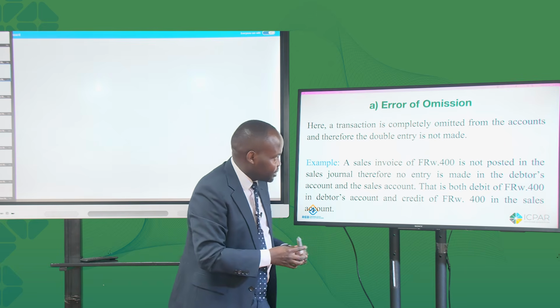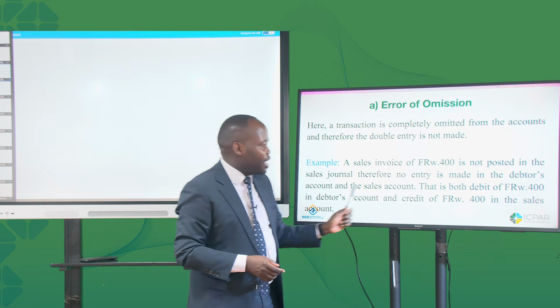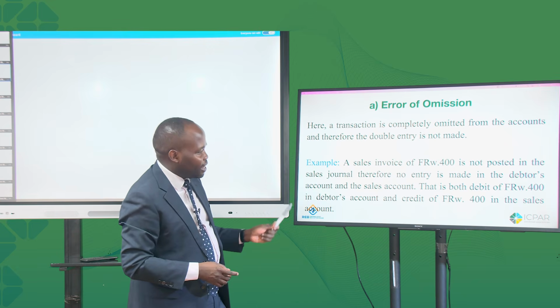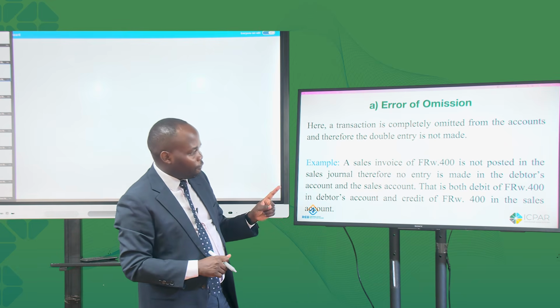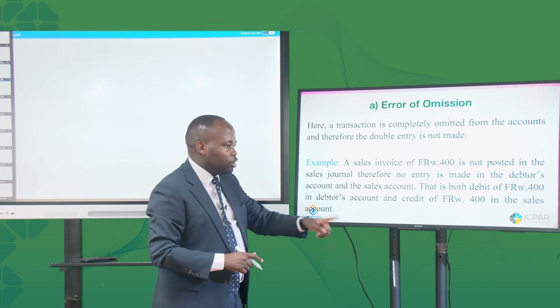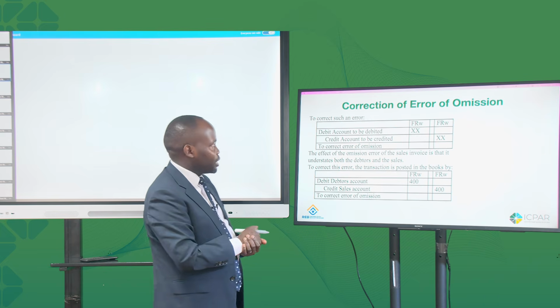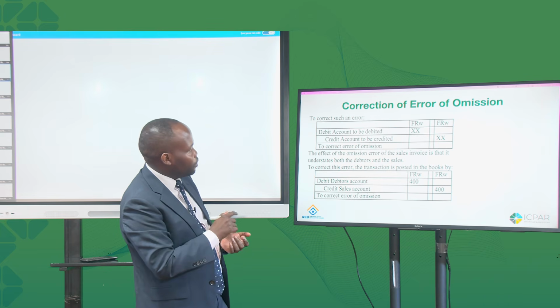Receivables is also called a debtors account. That is, both the debit in the debtors account and the credit of 400 in the sales account are not posted. So how do we correct this error? Remember, it was 400, 400.